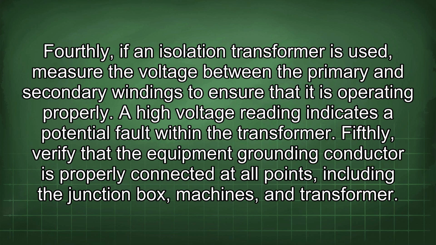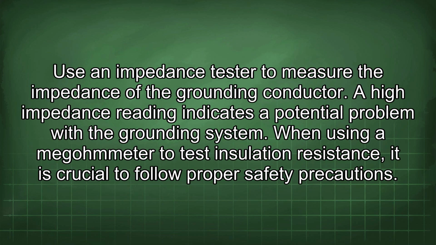Fifthly, verify that the equipment grounding conductor is properly connected at all points, including the junction box, machines, and transformer. Use an impedance tester to measure the impedance of the grounding conductor. A high impedance reading indicates a potential problem with the grounding system.